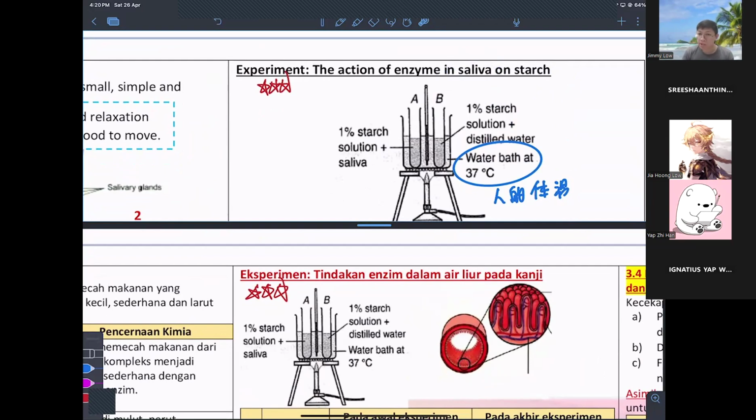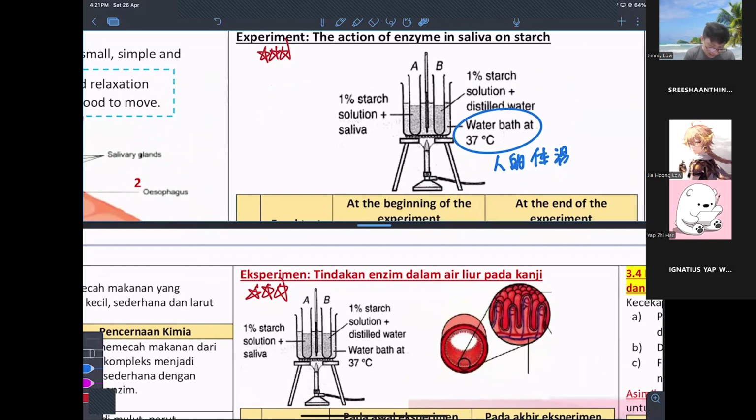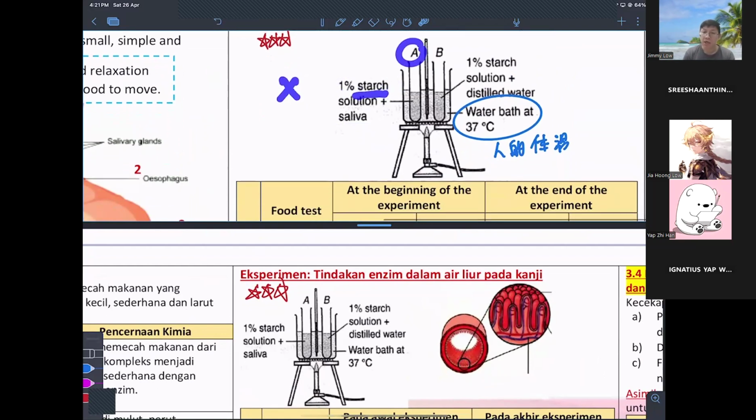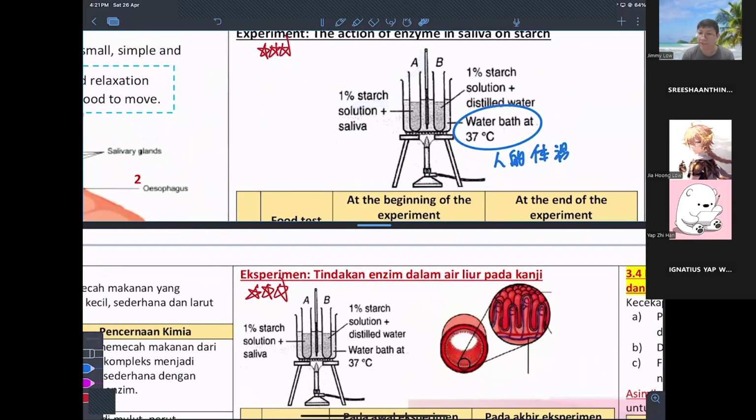Okay, we are going to test whether saliva can break down your starch or not. Usually saliva is able to break down the starch. So in the end, in your A, you cannot find any starch already, because the starch is completely digested.